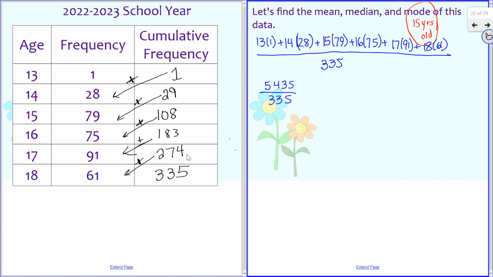And this will really tell me if I have a good average. My average is approximately, or my mean is approximately 16 years old, 16.2 years old is the mean.